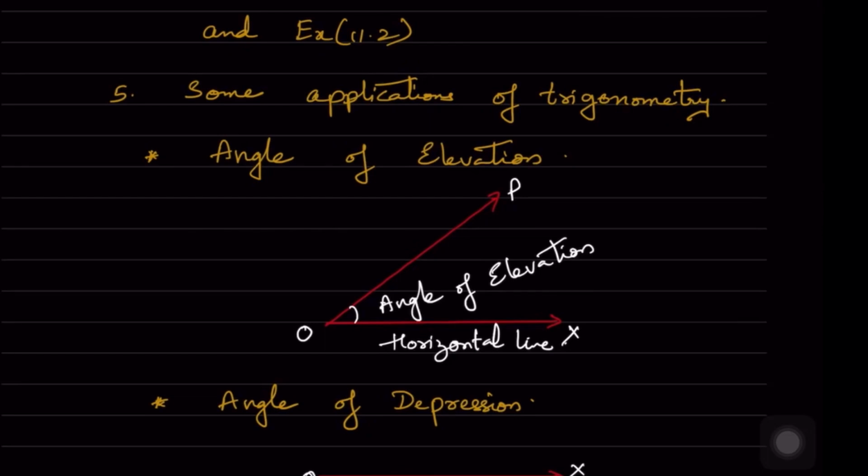What is angle of elevation? Now from some base, OX is some horizontal line. If a person is standing there and looking at the top of a pole or a building, standing in a horizontal position at the bottom of the pole and seeing the top, it will make an angle of elevation. That angle at which you are seeing the tip of the pole, or the top of the building, is nothing but the angle of elevation.